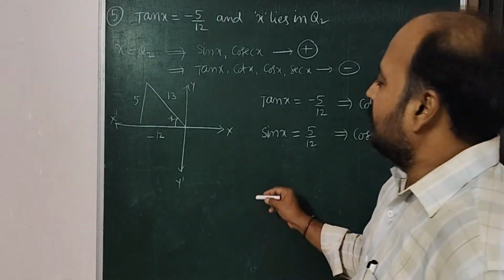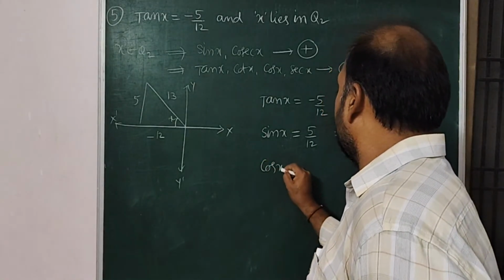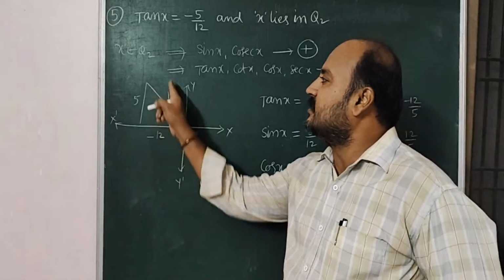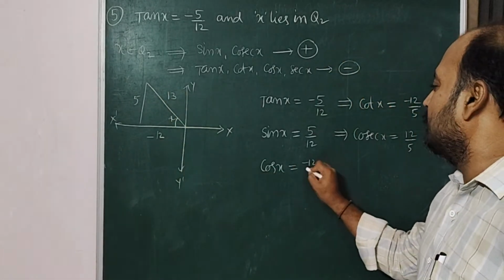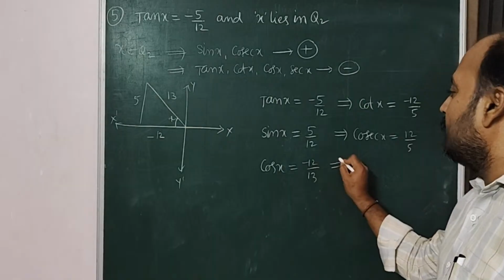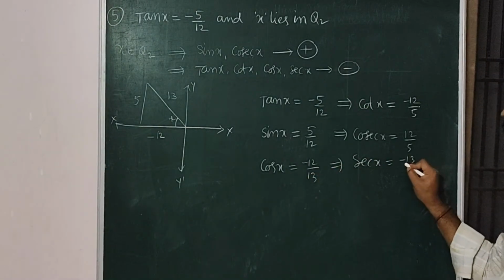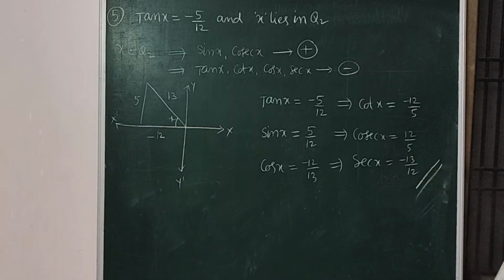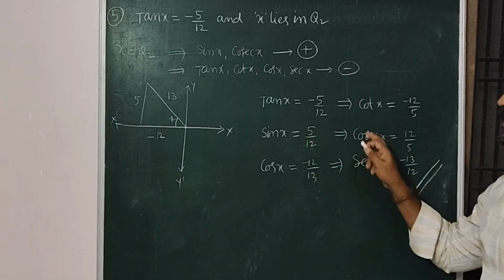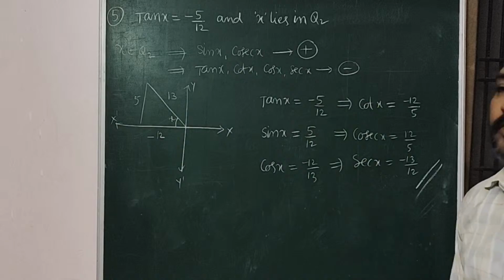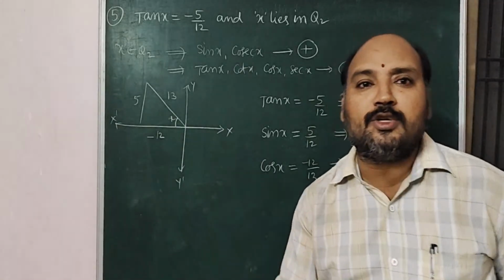Okay, dear students. Next, cos x. Cos x is equal to adjacent side by hypotenuse, minus 12 by 13. Reciprocal of cos is secant. Secant x equal to minus 13 by 12. That's it. Sin and cosecant positive, rest all negative. I hope you understand this, students. We'll move on to another question.